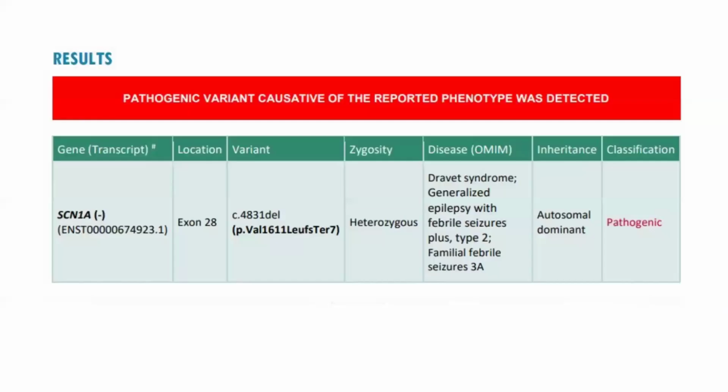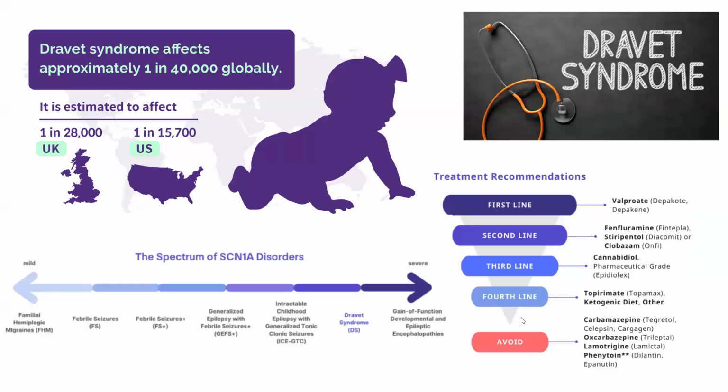So this is Dravet syndrome. This child had a variant on whole exome sequencing. All right. So this is about Dravet syndrome. Again, Dravet syndrome incidence is now, it's been mostly diagnosed in India as well.